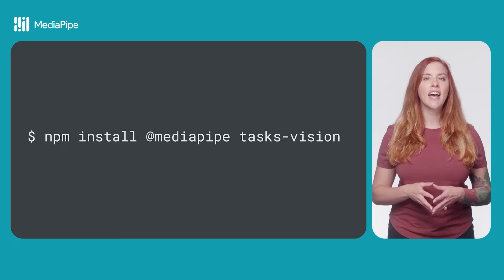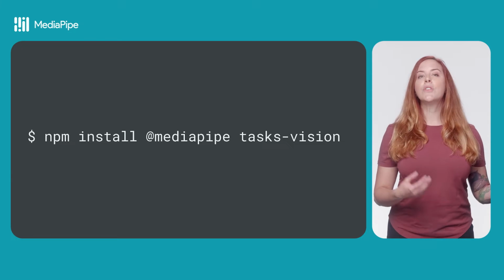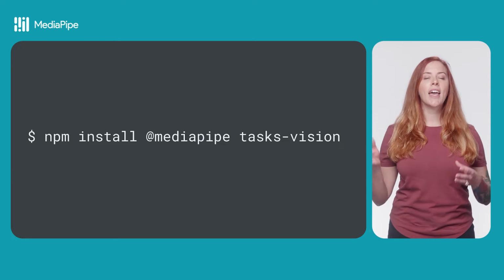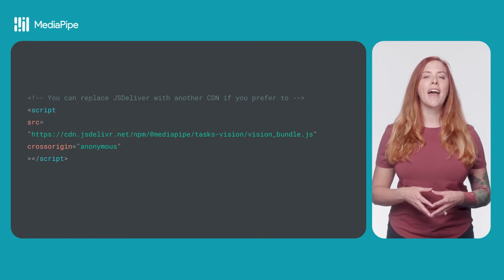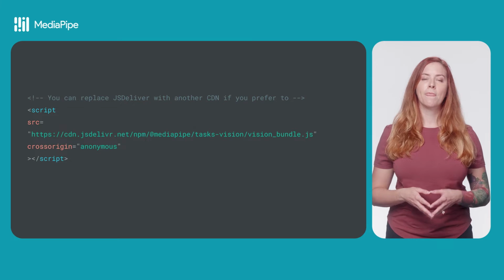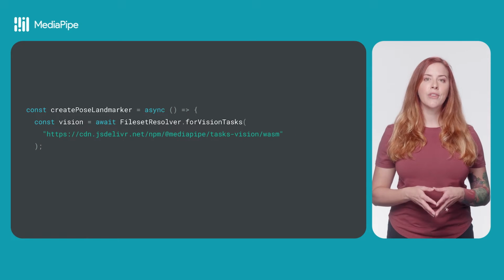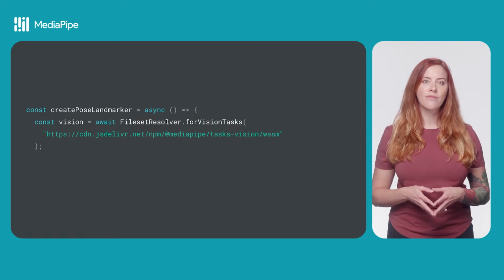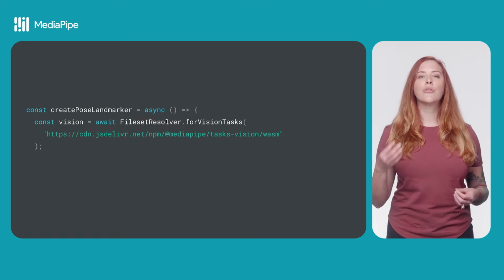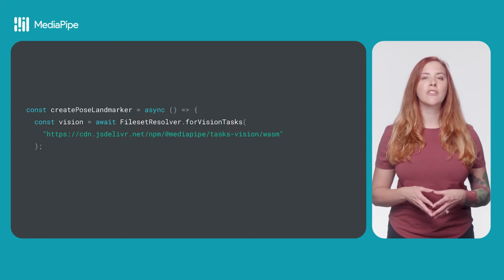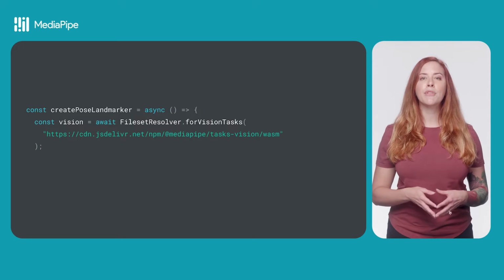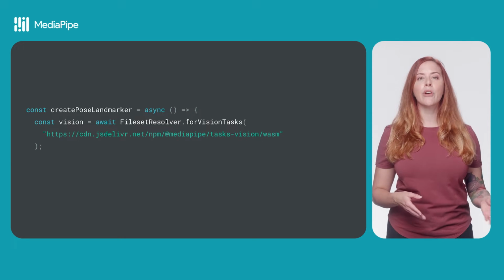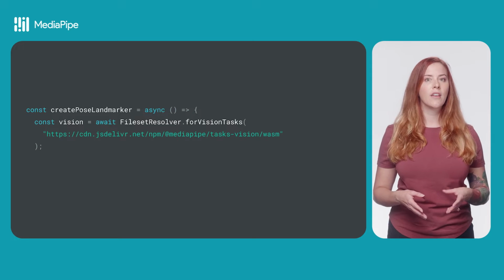First, install the Tasks Vision package. You can download the package using NPM and use a JavaScript compilation tool like Webpack, or you can import the package using a CDN. Then you can initialize the Pose Landmarker so it's ready to run detection. Here we have a function, createPoseLandmarker, in which we initialize the Pose Landmarker. First, we configure our WebAssembly binary using the FileSetResolver for VisionTasks method.